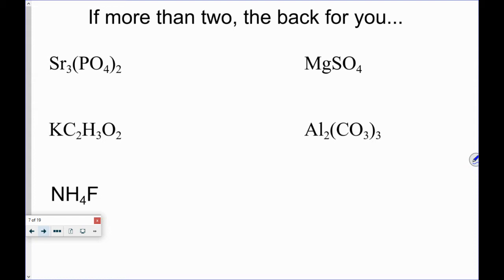All right. I use the phrase "more than two," it's the back for you. That works. But this is what I mean by polyatomic. Now we have 3 elements. 1, 2, 3. 3 elements. Well, that one's actually 4, but more than 2. So here's where we use our resource. The first part doesn't change. What's my cation? Sr is strontium.